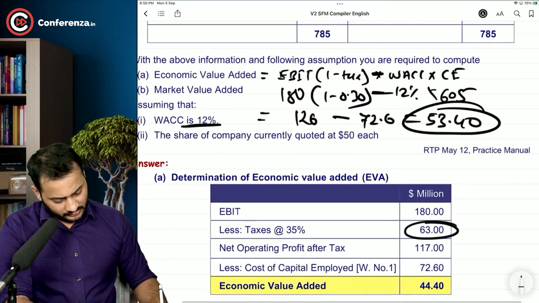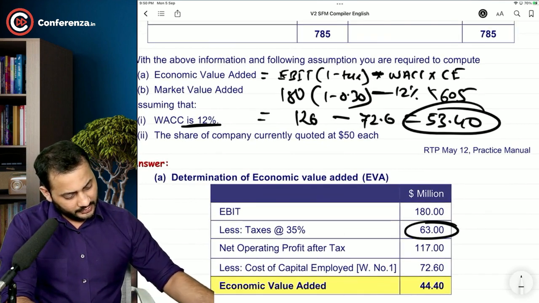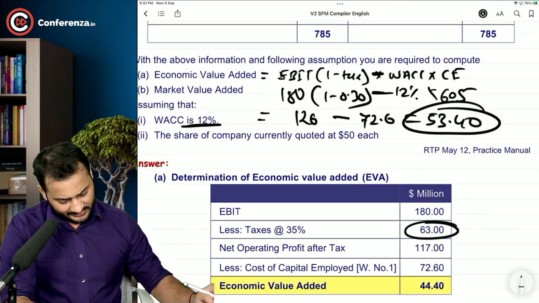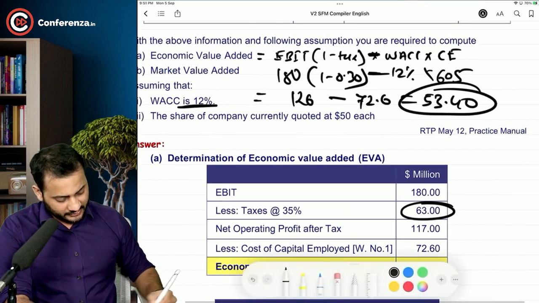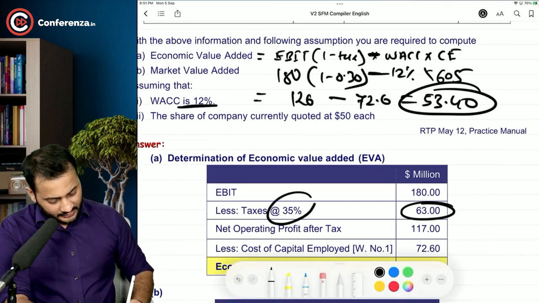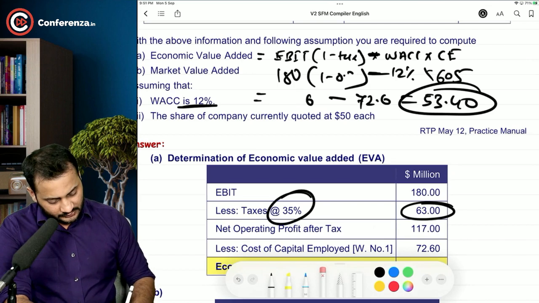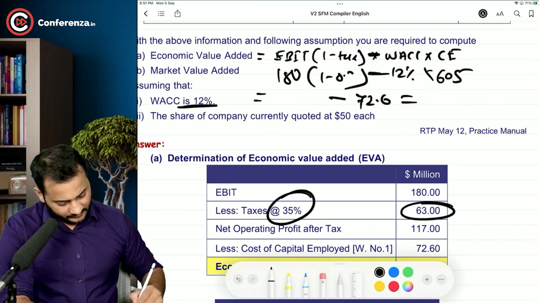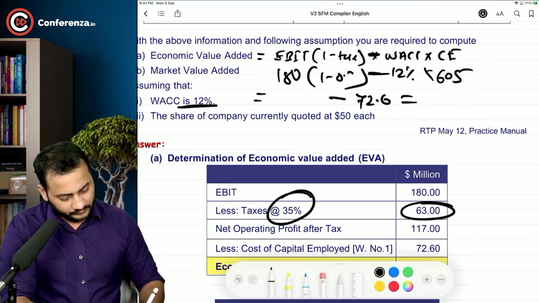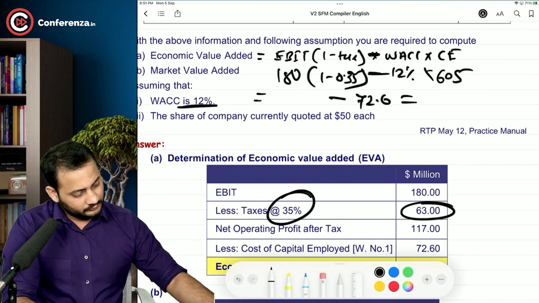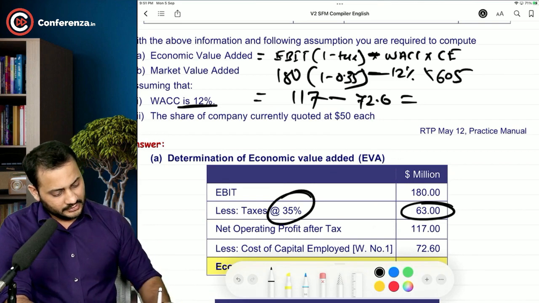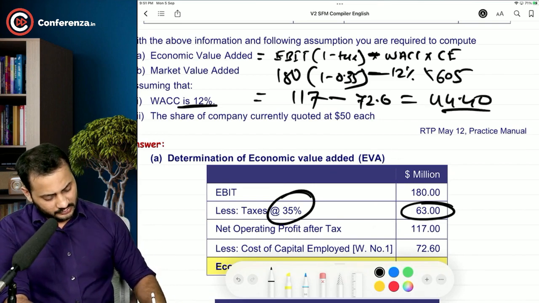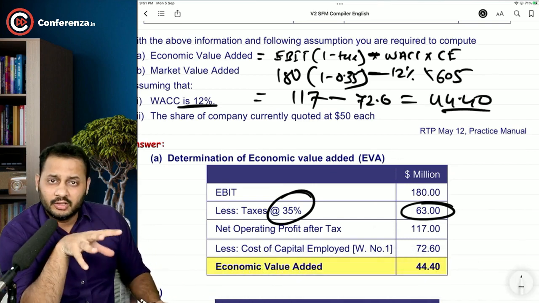Just a second. 180 minus 30% is 126. So, sorry, that's my bad. It's not 30%, it should be 35%. The tax rate is 35, na? So I will change my answer. It's 117. That's 44.4. Right?